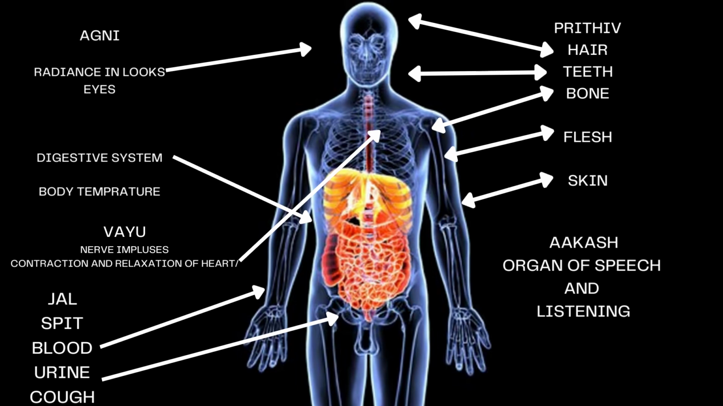Jala Mahabhuta. Jala Mahabhuta is considered in spit, blood, urine, and cough. Now, why are spit, blood, urine, and cough considered in Jala? Because Jala's nature is chalatva and it's in liquid state. Prithvi Mahabhuta. In Prithvi Mahabhuta, there is hair, teeth, bone, flesh, and skin. Now, why are these parts considered in Prithvi Mahabhuta? Because Prithvi's nature is to give shape and hardness and growth.